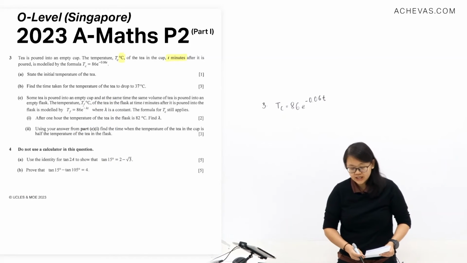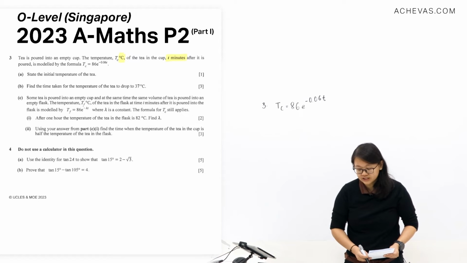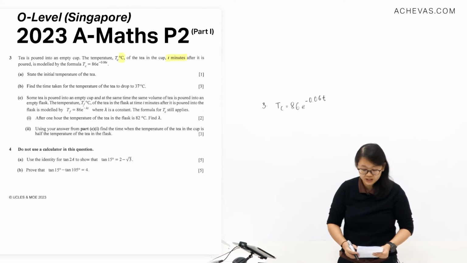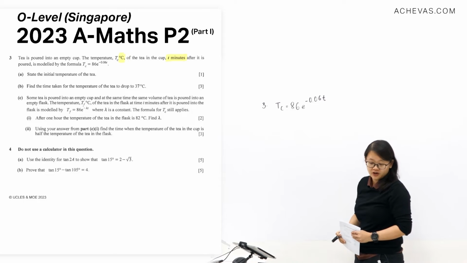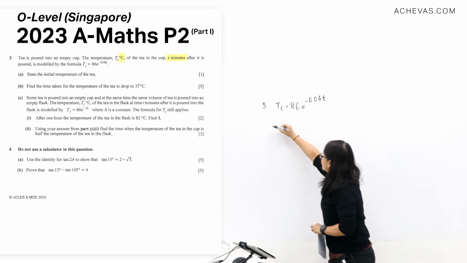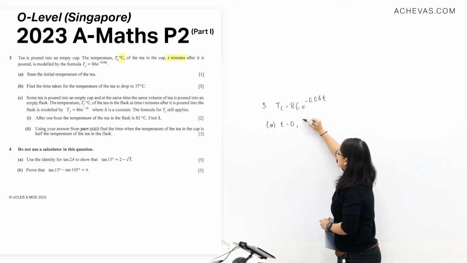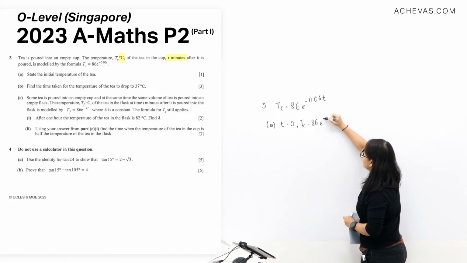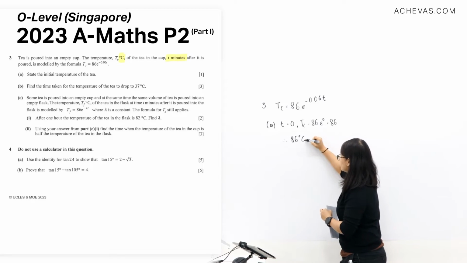Question 3. Tea is poured into an empty cup. The temperature Tc degrees Celsius of the tea in the cup, t minutes after it is poured, is modeled by the formula, which is written here. Part A, find the initial temperature of the tea. So for the word initial, we're going to substitute time equals 0. So I have Tc equals 86 e to the power of 0 times this, which will become 0. So I'll be getting 86. So therefore, the first answer here is 86 degrees Celsius.